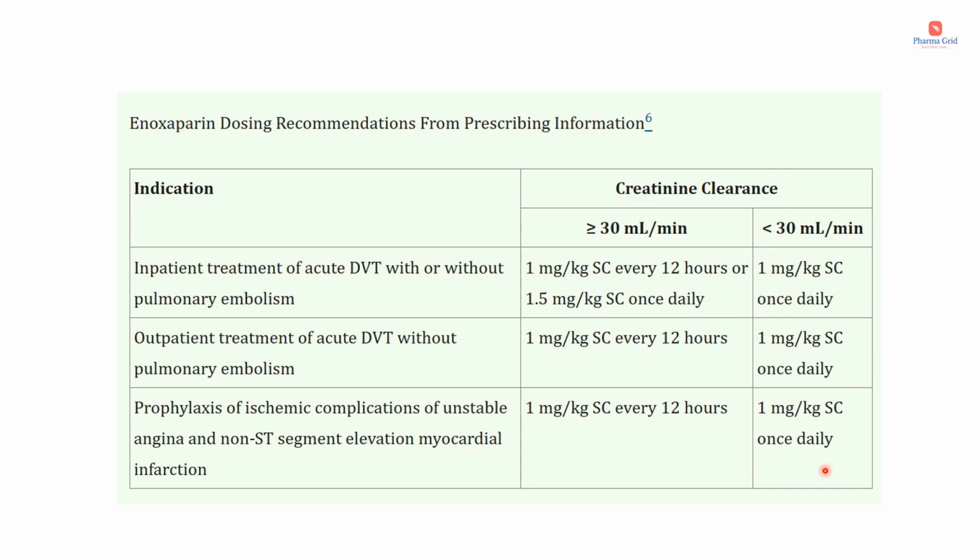So let's take the case of this patient. The patient's weight is 60 kilogram, and the patient has severe renal impairment. Creatinine clearance is 15 ml per minute, so it comes under this category. So what will be the dosing in this patient? The patient's weight is 60 kg, so 60 into 1 is equal to 60 milligram given subcutaneously once daily. Hence the answer is option A, that is 60 milligram once daily.